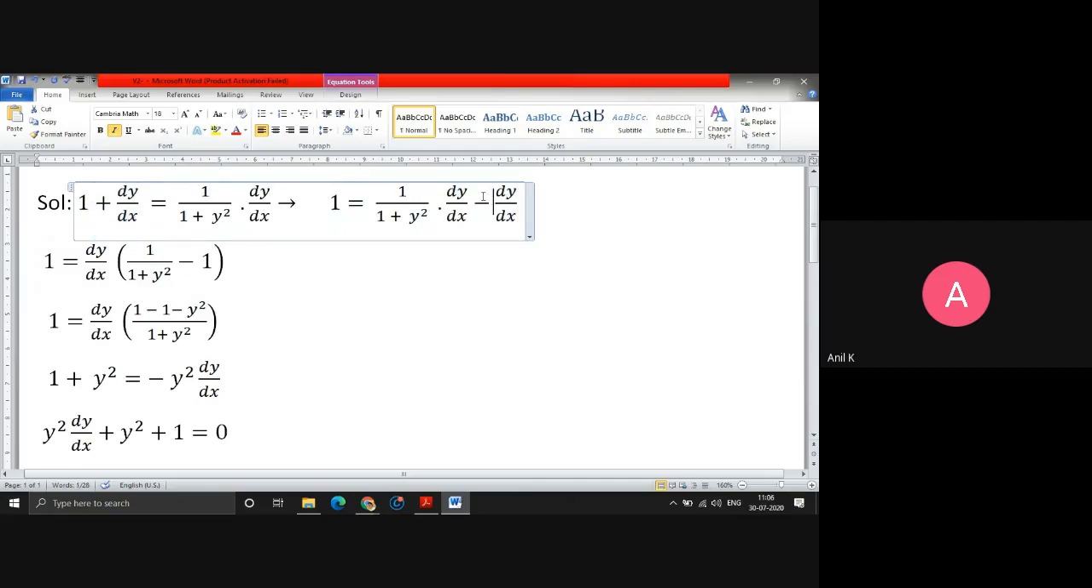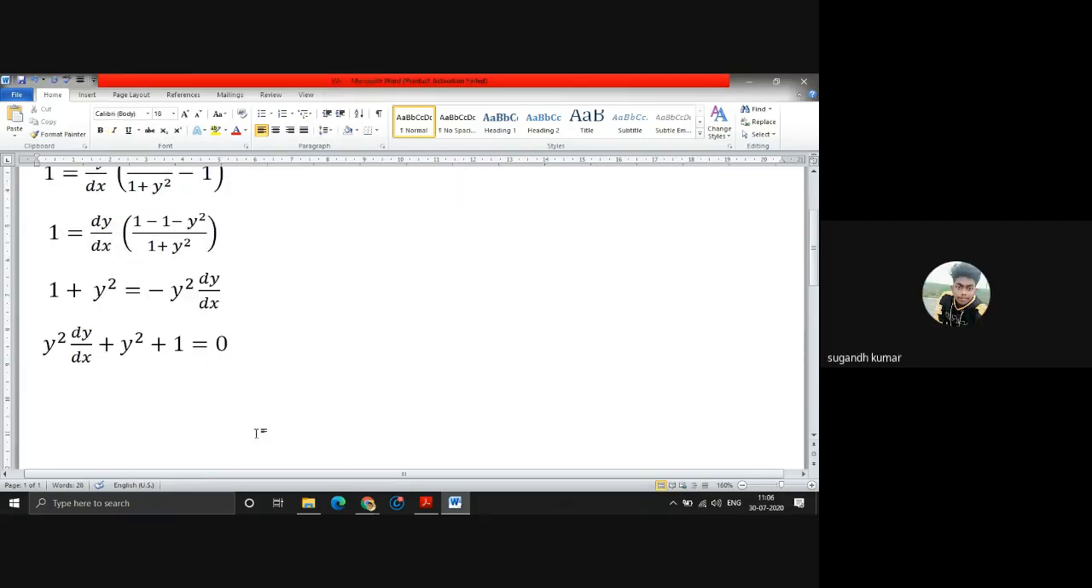It will become minus dy by dx. Now in the RHS, you can take dy by dx common from both the terms. So that's what I had done. I had taken dy by dx common. So here you are left with 1 upon 1 plus y square. And here if I take dy by dx, you are left with minus 1. So that is the thing we have to do. Yes, sir. Okay.